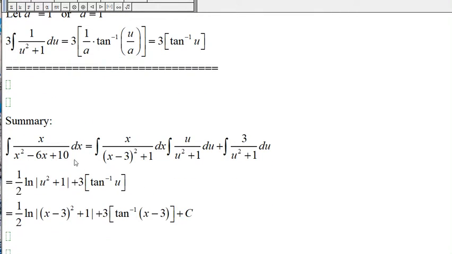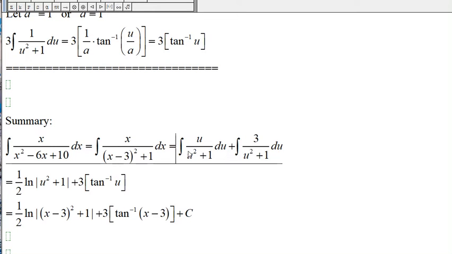And so in summary, the original integral is the integral of u over u squared plus 1 plus the integral of 3 over u squared plus 1. We have just found that this integral is 1/2 natural log of u squared plus 1, and this integral is 3 tangent inverse of u. But recall that originally u is x minus 3, and so in the place of u, we have x minus 3, and this is the answer.